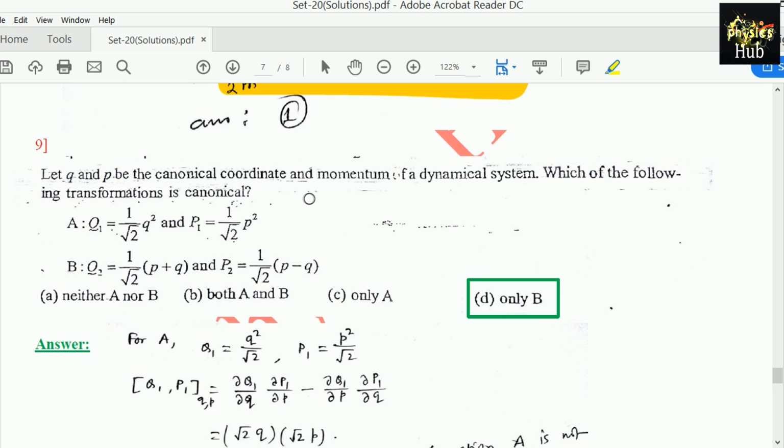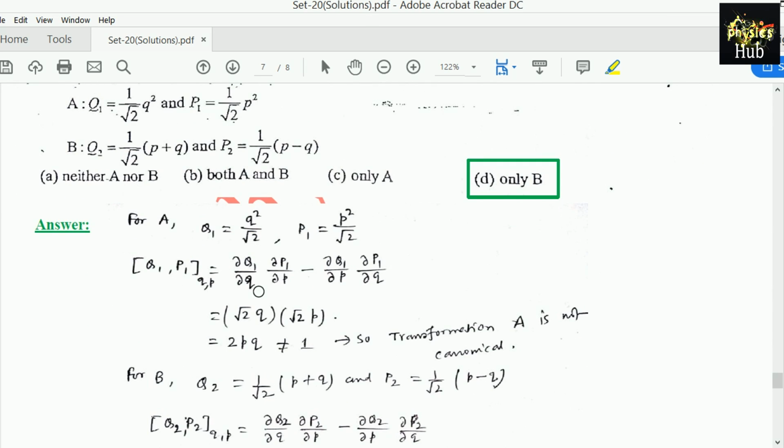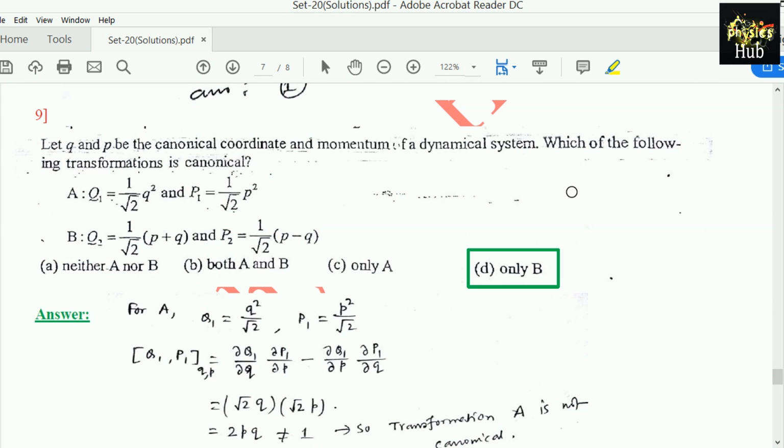Let Q and P be the canonical coordinate and momentum of a dynamical system. Which of the following transformations is canonical? Now one thing you know about canonical transformation is that the Poisson bracket should be equal to 1. Now we'll just do that. We'll test whether the Poisson bracket is 1 for them.